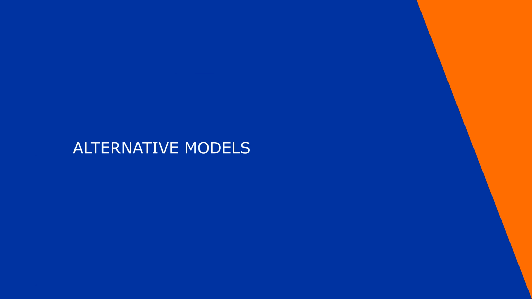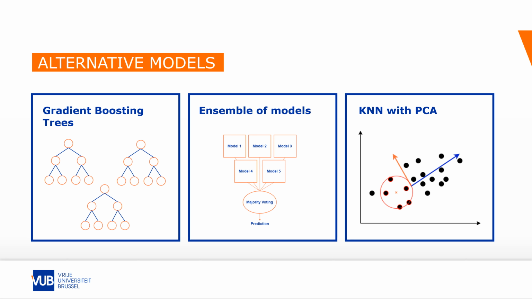The last section of our report consists of alternative models. Here we combine preprocessing and model selection to generate a learner with a higher accuracy. There were 3 strategies tried in this last section: gradient boosting trees with the library XGBoost, an ensemble of models in which we combine gradient boosting trees and random forests, and lastly we experimented with k-nearest neighbors using principal components analysis. I will quickly summarize these 3 approaches.